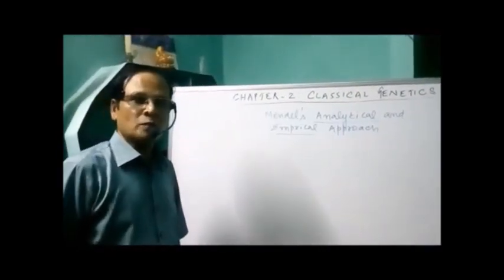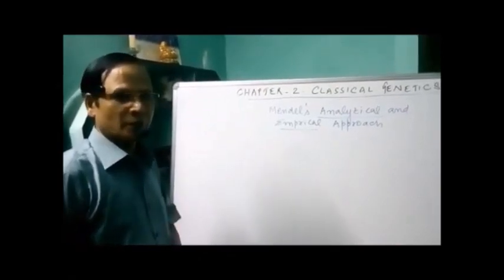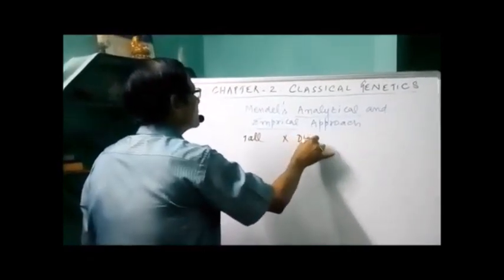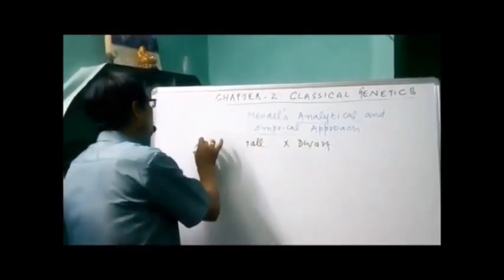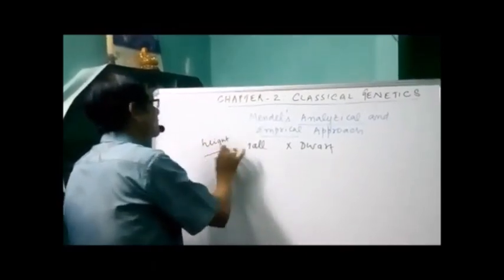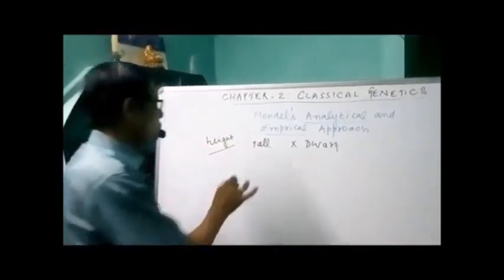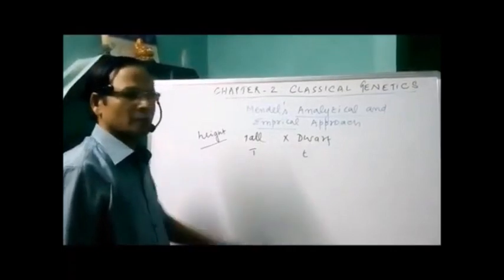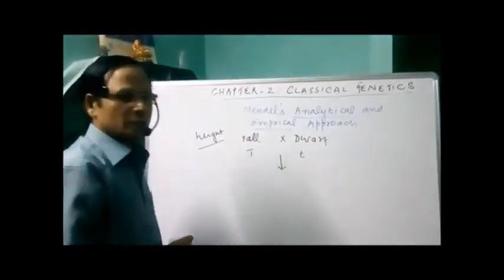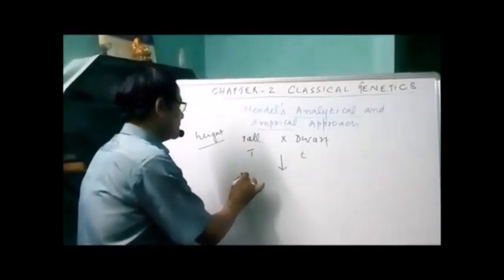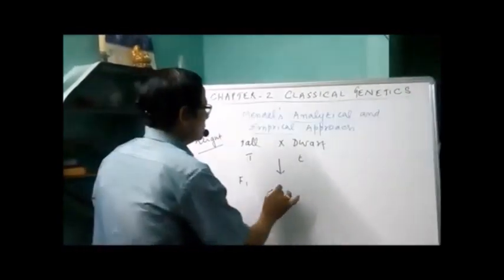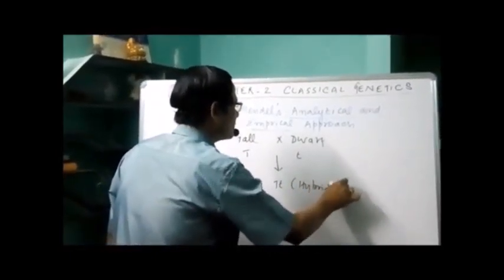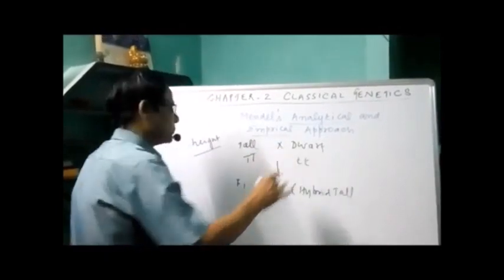Mendel took a pair of contrasting characters for each trait. Suppose we are taking, for example, tall and dwarf. These were the contrasting traits for height. So logically we can say there are two alleles: one allele capital T, another one small t. This is the dominant allele and the recessive allele. Now, during fertilization, Mendel received what is called a hybrid tall. So this is what we have with the pure parents.